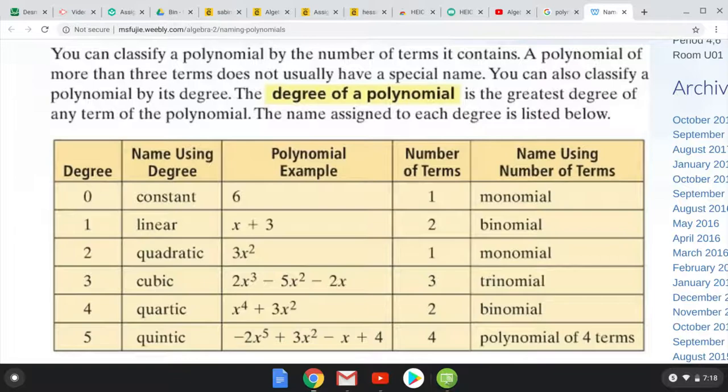So this table will be really good to write down, to reference while you're doing your homework, because these are the terms that you're going to use when you're naming polynomials.